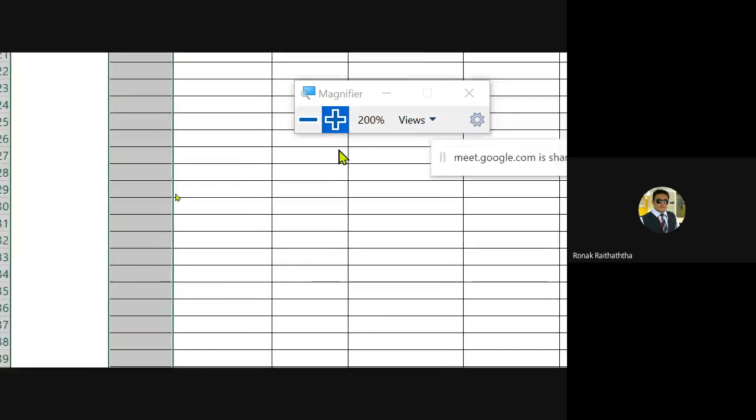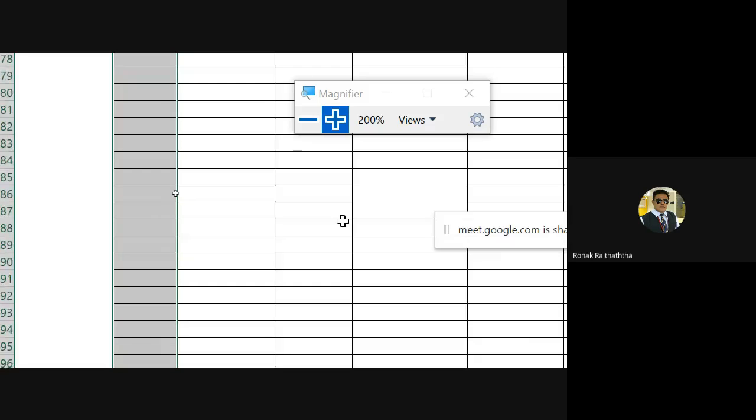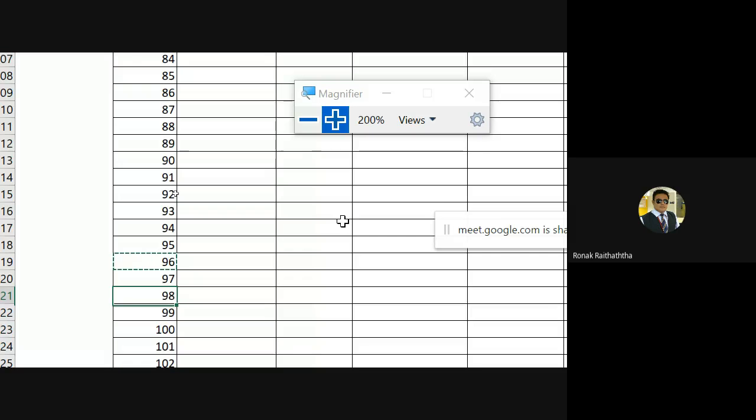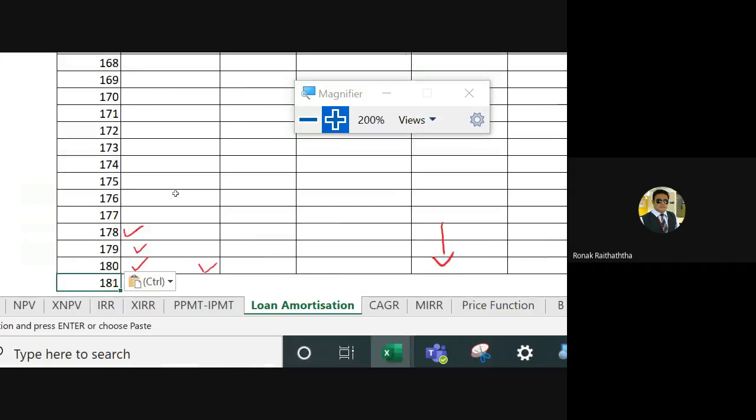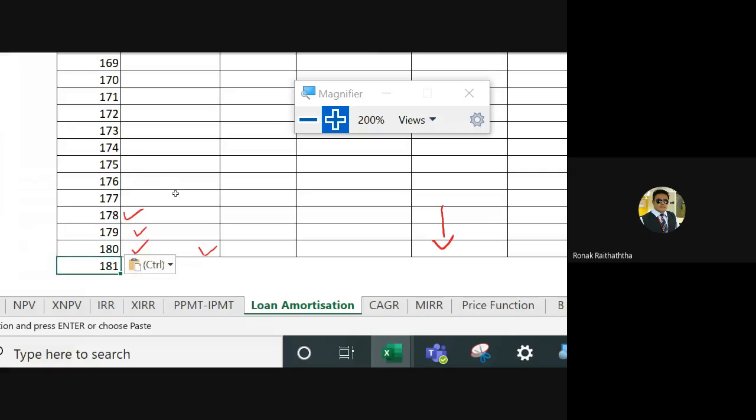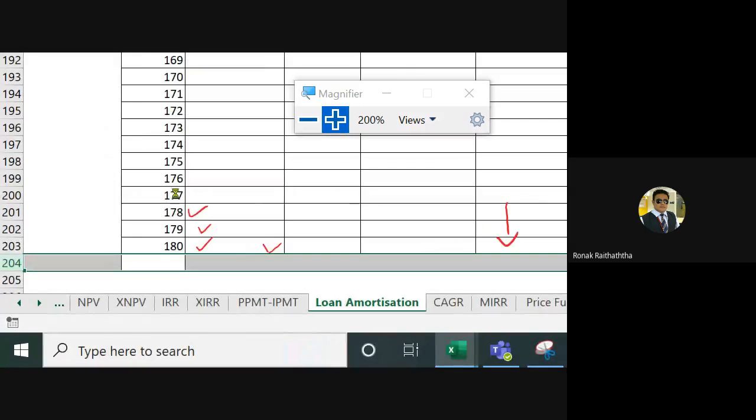Shift Down Arrow to select all the cells. Control V. Now Control Down Arrow to see up to what time we have inserted. Yes, I have inserted up to 181. 181 is not required because our loan would be completed in 180 periods. This 180 is there. Yes or no?